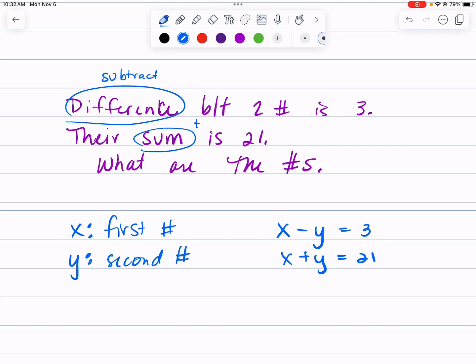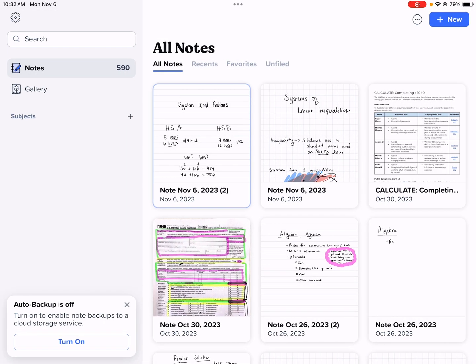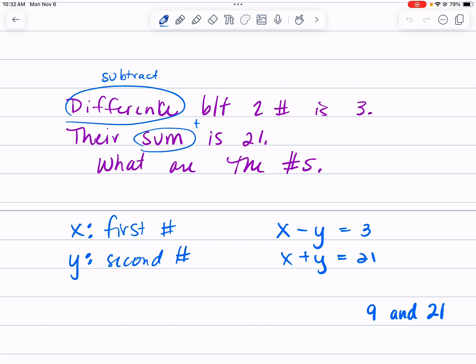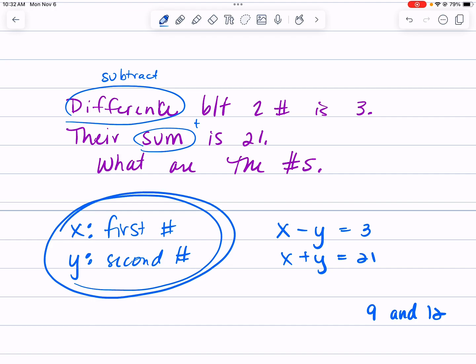Again, you can solve that through. These two numbers are 9 and 12, if I can write the numbers correctly. Sorry. So again, you have to break down what you don't know.